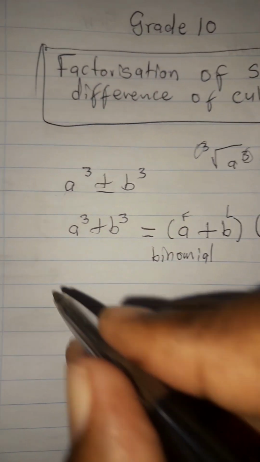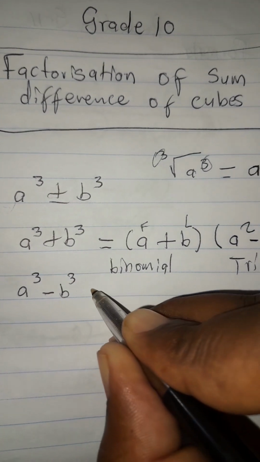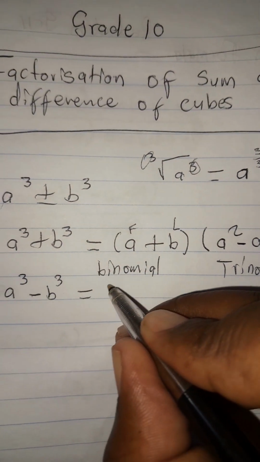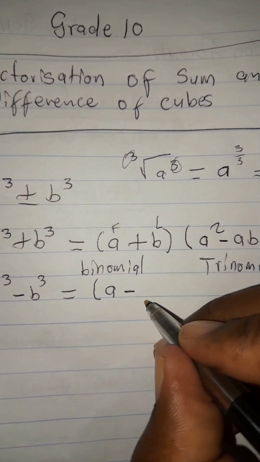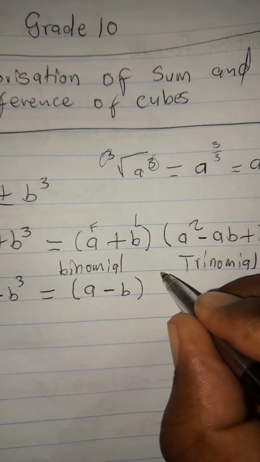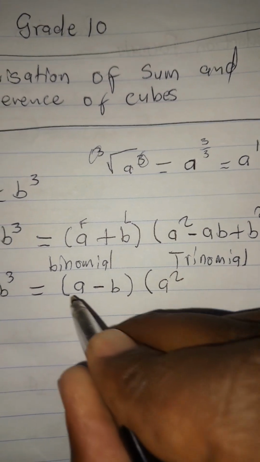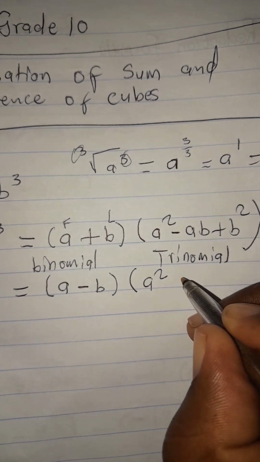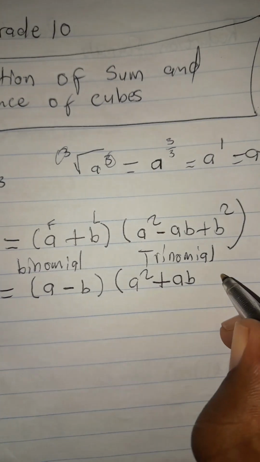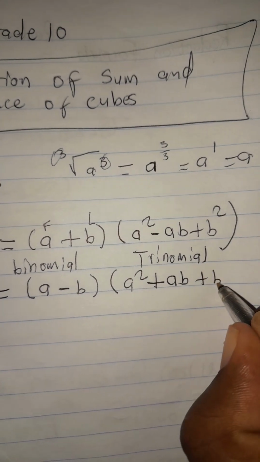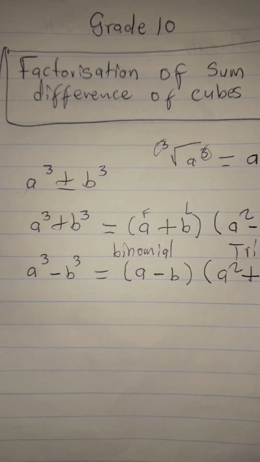Right, so let's work out the one that is a cube minus b cube. Let's factorize this. What is the cubic root of a? It's a. Then the sign remains the same. The cubic root of b is b. So we already have the binomial. Let's square the first term, so that will be a squared. Then the first term multiplied by the last term, that will be ab. So we are going to have plus ab since it's minus. Then square the last, b squared. Then we are done.